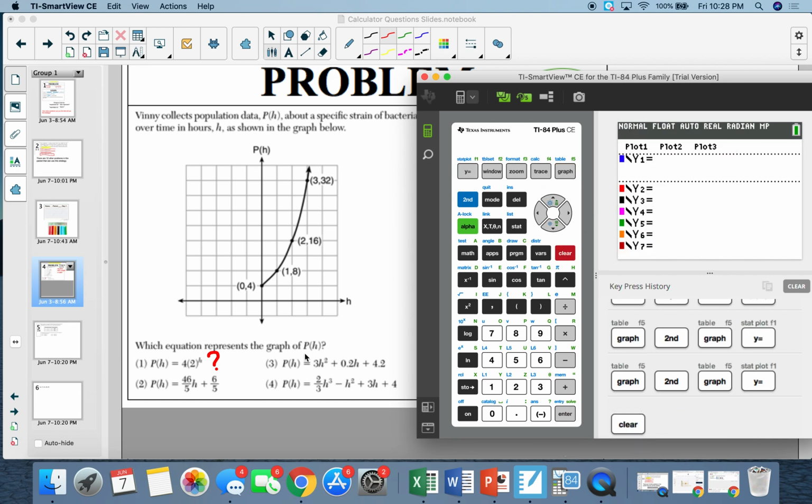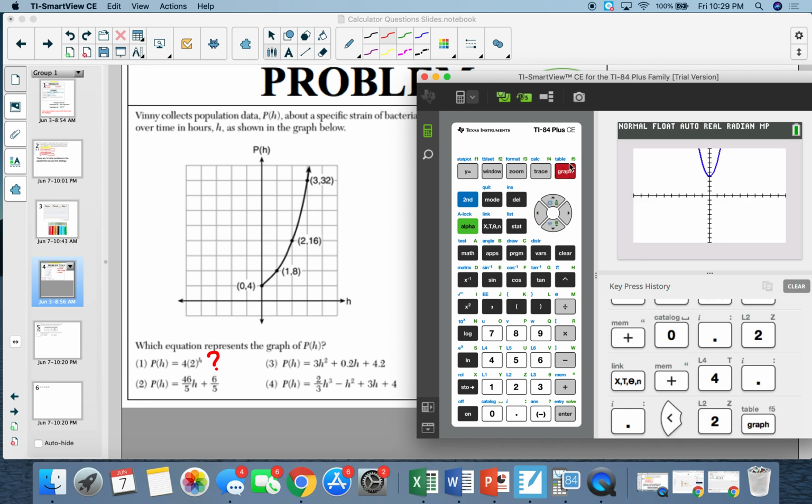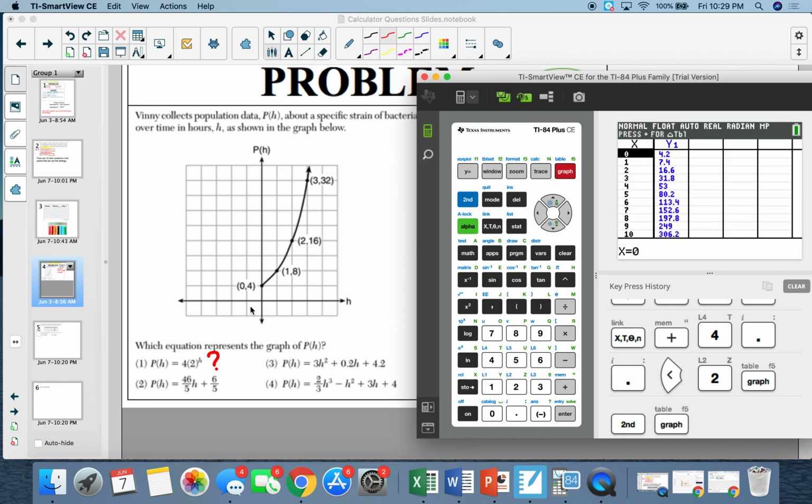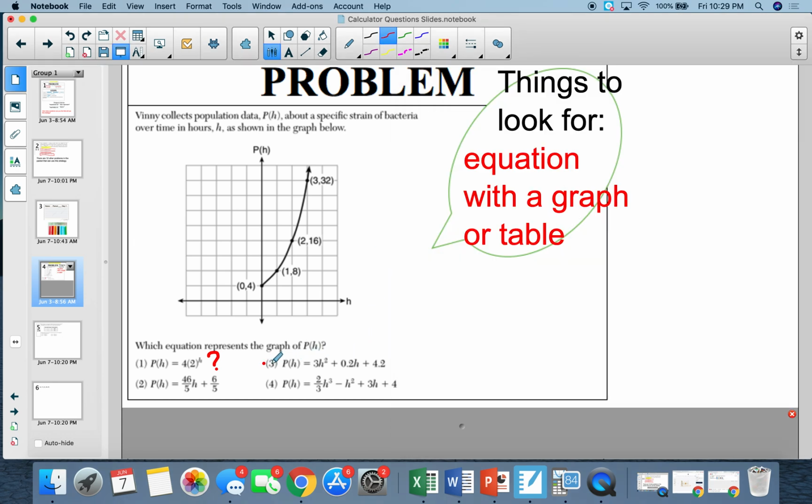I'm actually going to check answer choice 3 first because these have fractions and they're a little bit harder to put in. So 3x squared, and again we're going to use x instead of h because we don't have h on our calculator. 4.2. Okay, so again, I still have that general shape here, so let's check our table of values. We have 0, 4 and 0, 4.2. So right away, definitely cannot be answer choice 3, right? It doesn't have the correct points, even though the shape kind of matches.